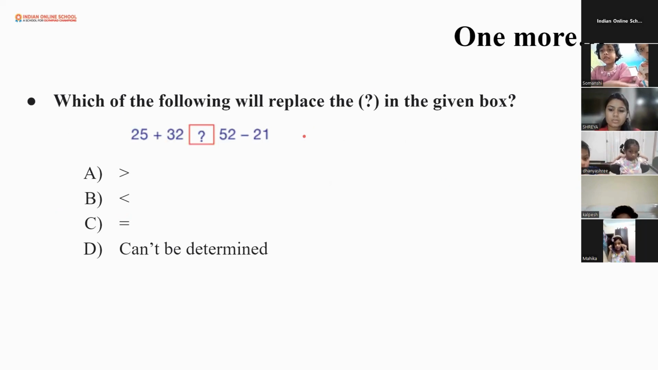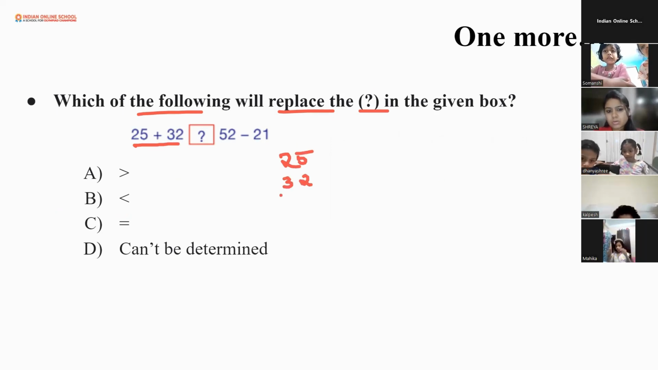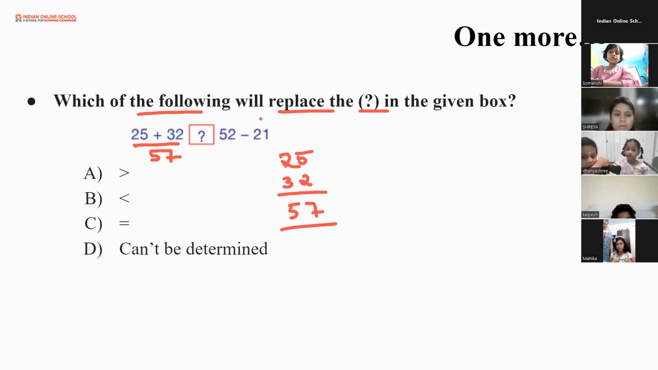Next question. Which of the following will replace the question mark? What symbol will you use here? 25 plus 32 gives me how much? 57. 5 plus 2, 7. And 3 plus 2, 5. This is 57. Correct? And this side is 52 minus 21.